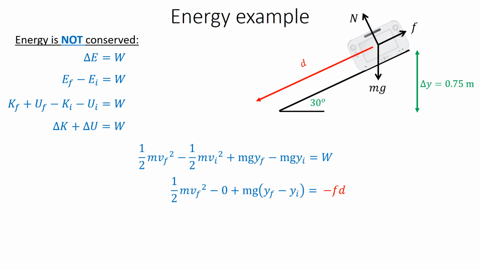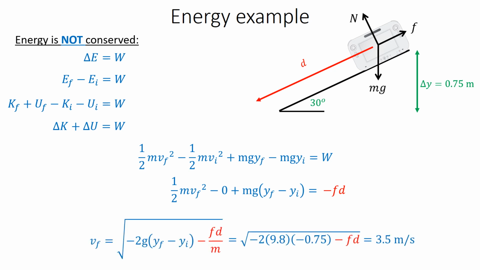As the console slides down the slope, some of that potential energy is drawn out of the system by the negative work done. Therefore, the final speed will be less than what we found earlier when friction was ignored.